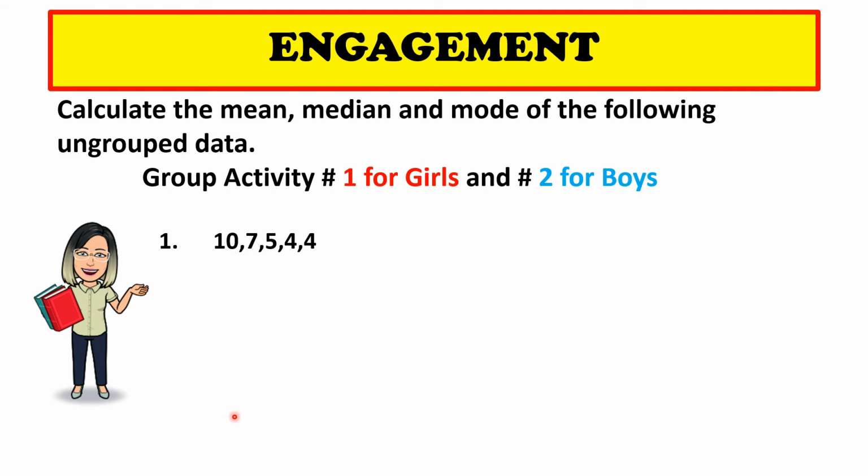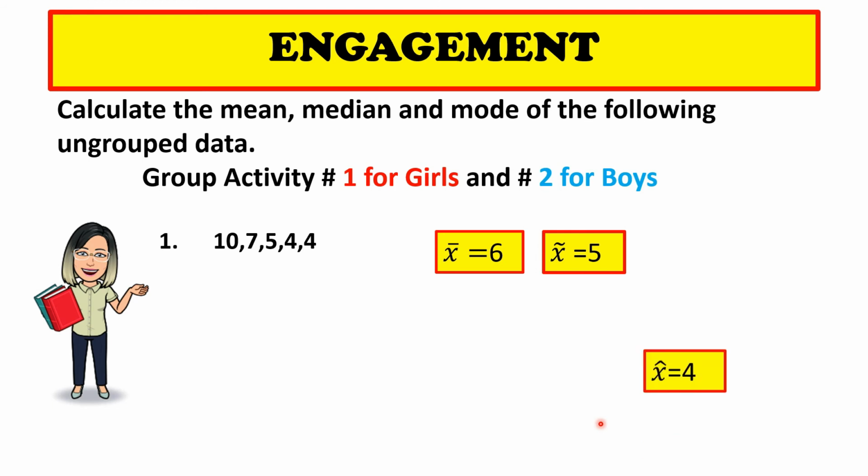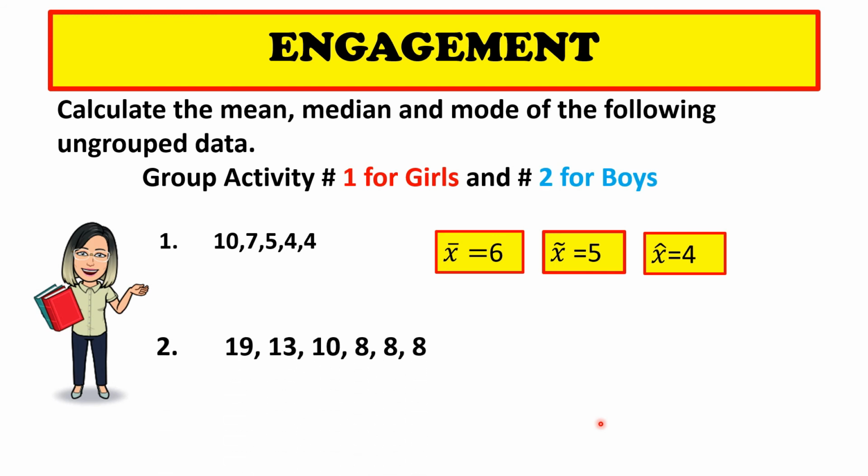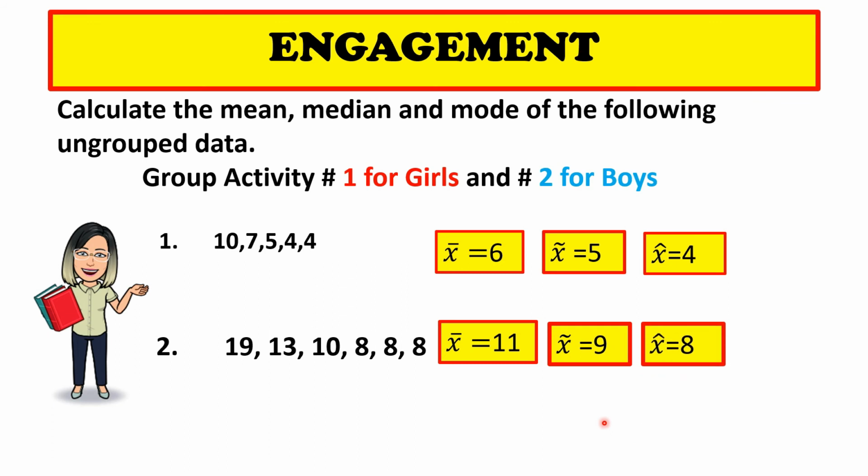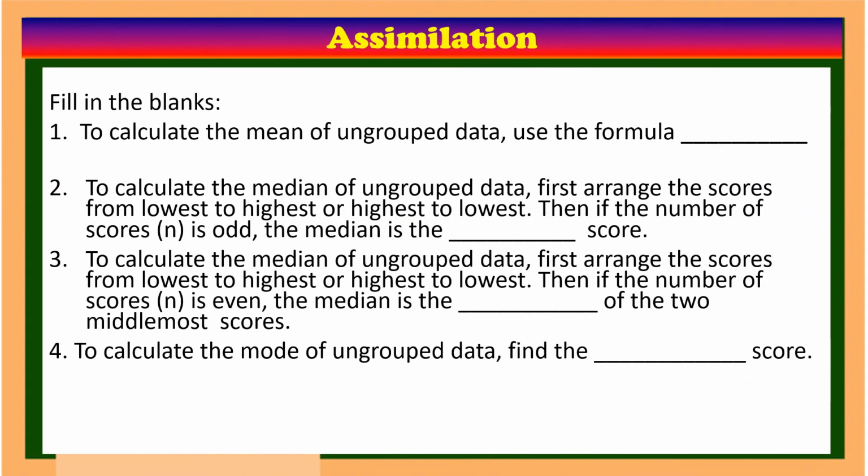What is the mean for problem number 1? The answer is 6. How about the median? The median is 5. For the mode, the mode is 4. Now, boys will be answering problem number 2. What is the mean? The mean is 11. How about the median? The median is 9. And how about the mode? The mode is 8.